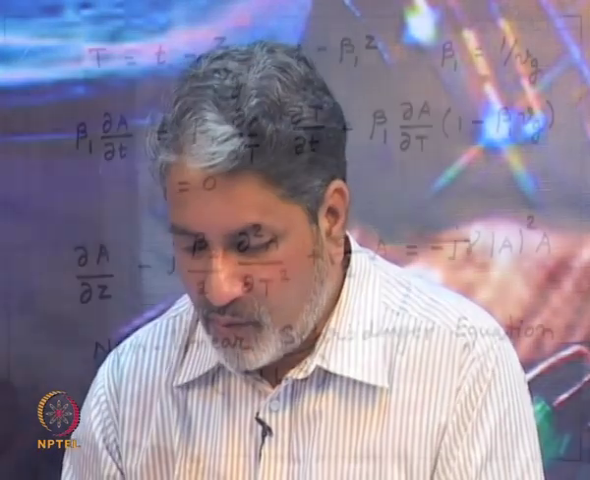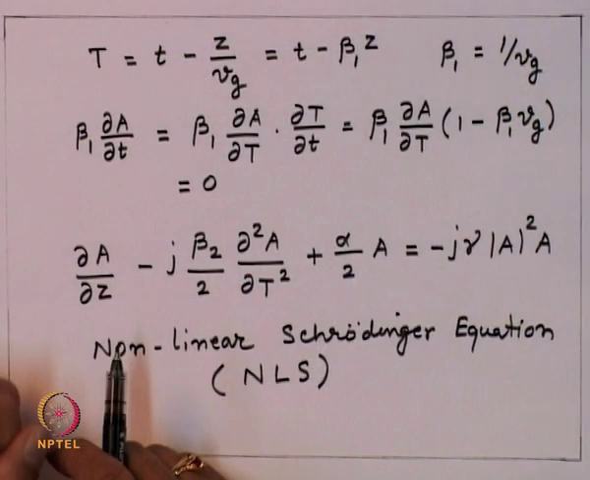So, essentially now if you want to study the evolution of the pulse in a comprehensive fashion, we have to look for the solution of this nonlinear Schrodinger equation. However, before we get into that, let us first try to understand what these different terms in the nonlinear Schrodinger equation are representing.